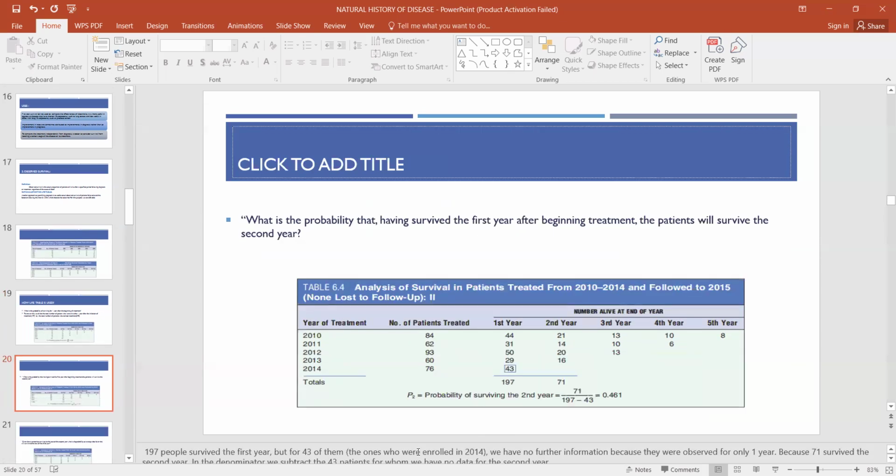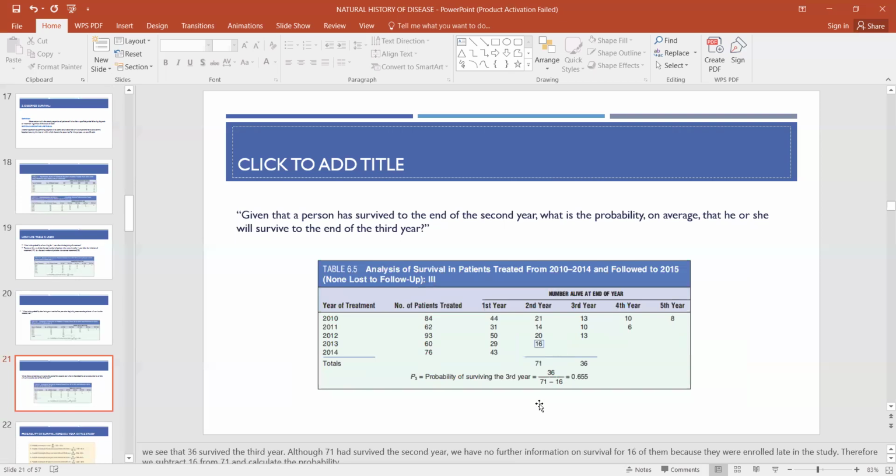Next, what is the probability that, having survived the first year after the beginning of the treatment, the patient will survive the second year? To find this probability of surviving the second year, we divide 71, the total patients who survived after the second year, by 197, the patients who survived after the first year, minus 43 patients. 43 patients are those we have no further information about because they were enrolled in a later year. So we subtract that 43, and it is equal to 0.46.